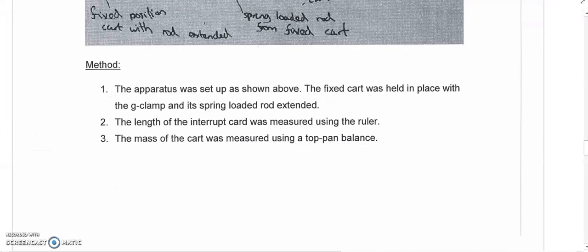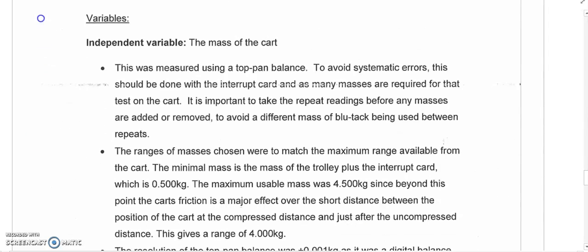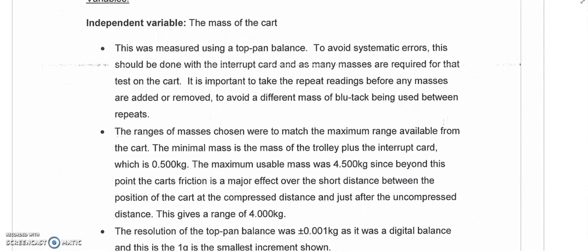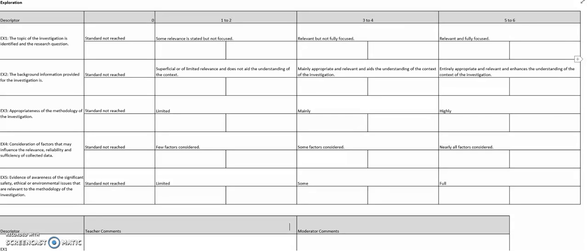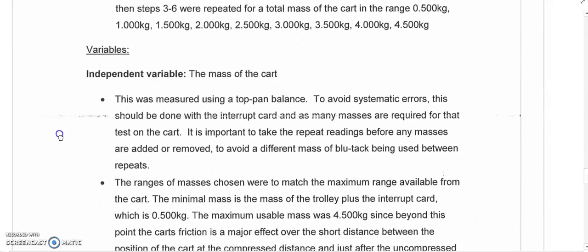And then a method, step by step, in the imperative, like you're giving instructions in a recipe. And you tell me which values of the independent variable you're going to be using. The next step, and it crosses over with this one, consideration of the factors that might influence the relevance, reliability and sufficiency of the collected data. So that comes in here.